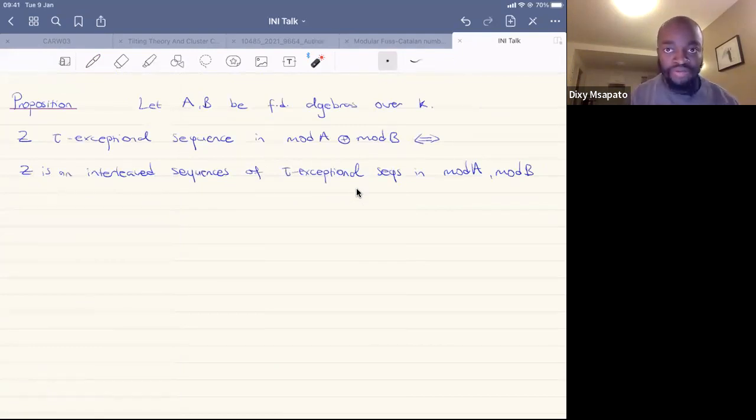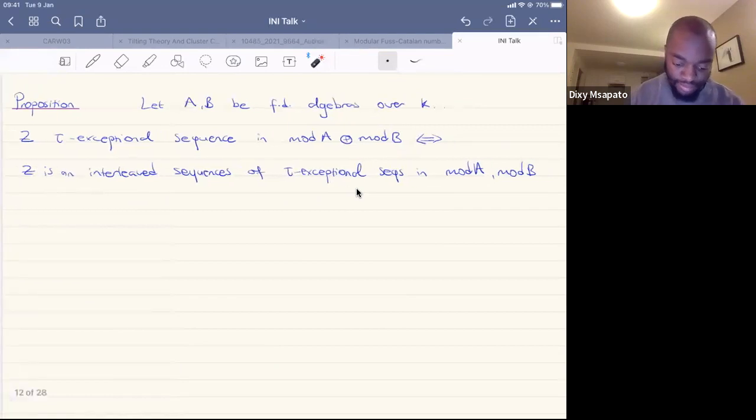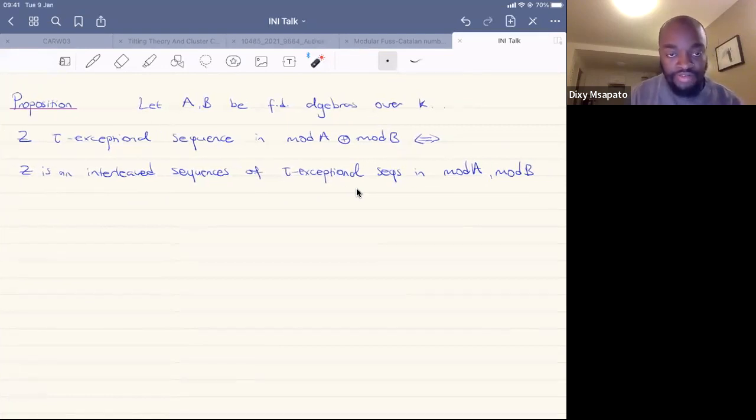And just one more result. So if our module categories are fairly nice, then you can sort of tell how to get the tau exceptional sequences from the related subcategories. Specifically, let A and B be finite dimensional algebras over K. Then Z is a tau exceptional sequence in mod A directs on mod B if and only if Z is an interleaved sequence of tau exceptional sequences in mod A and mod B.